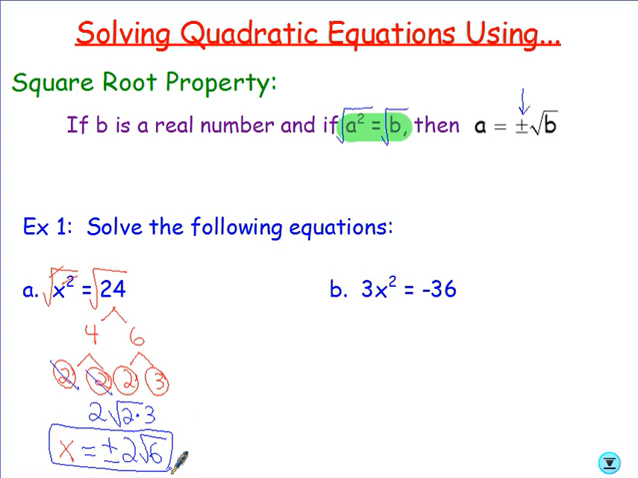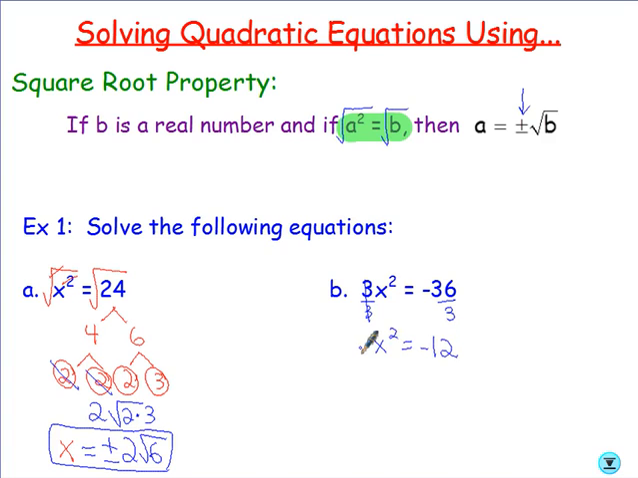So it's using a lot of old skills, with just throwing in the square root on both sides and the plus or minus. But everything else is pretty similar to what we've already done. So let's look at b. Now b is similar to a. The problem is it has a 3 there, and we can't use square roots if there's a 3 there. So the first thing we're actually going to do is get rid of this 3 by dividing by 3 on both sides. That leaves me with x squared equals negative 36 divided by 3, which is negative 12.